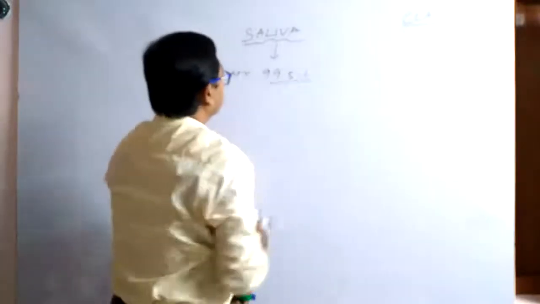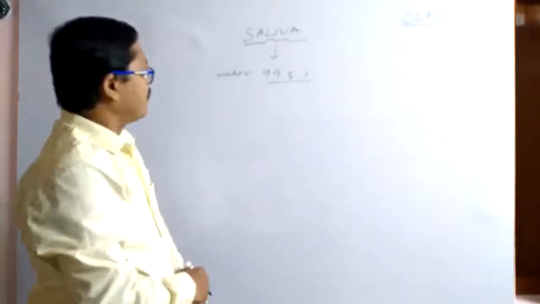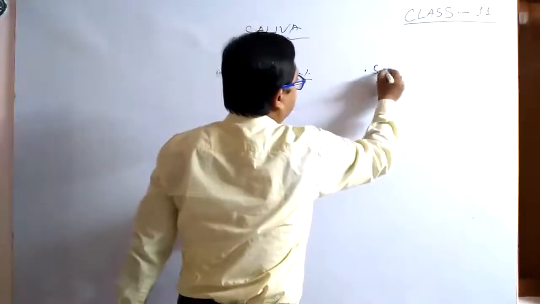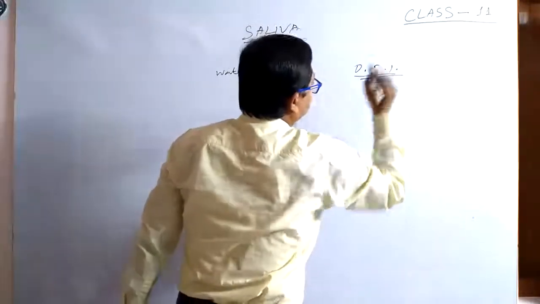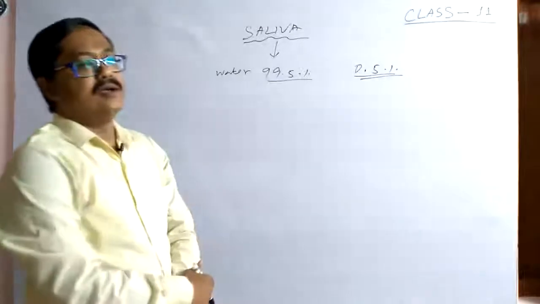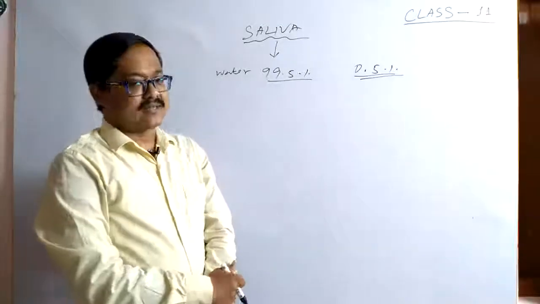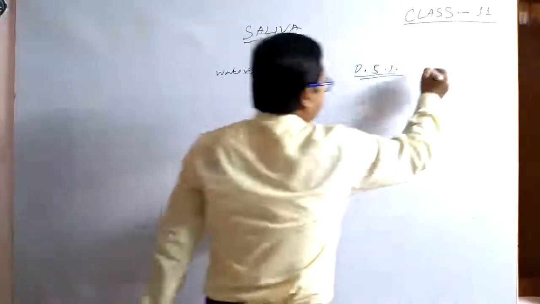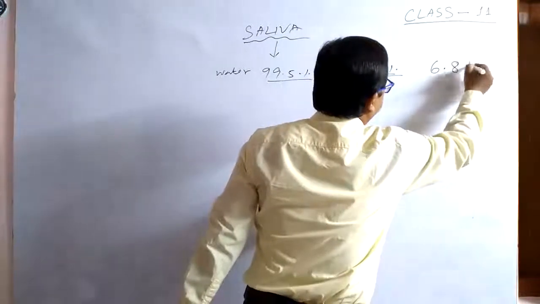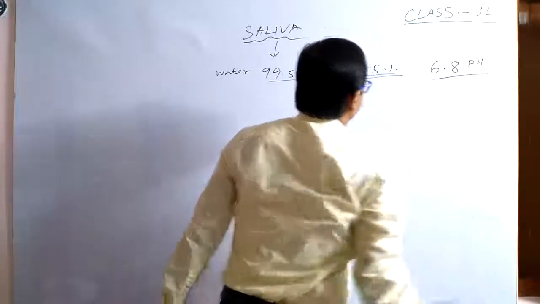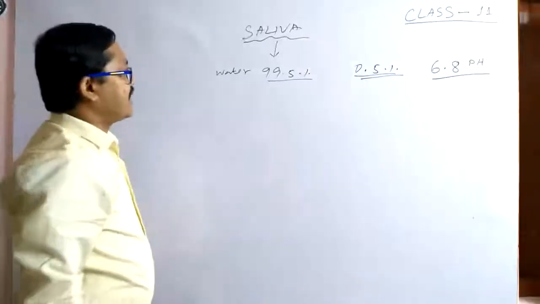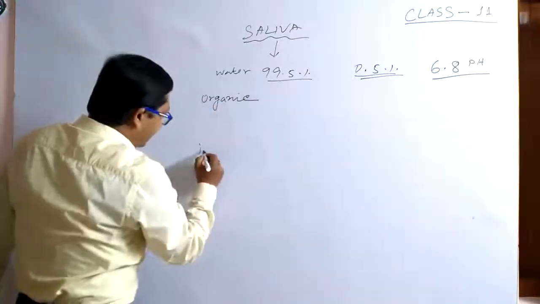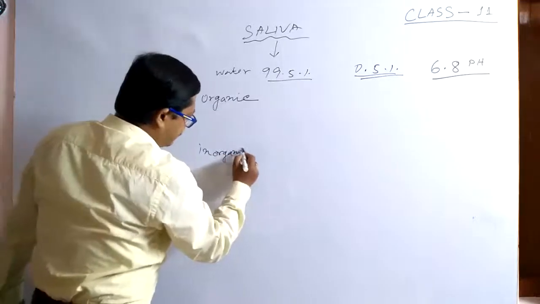99.5% of saliva is water, and only 0.5% contains different types of enzymes, organic substances and inorganic substances. And what is the pH? It is slightly acidic, 6.8 pH. Water and other organic and inorganic components.